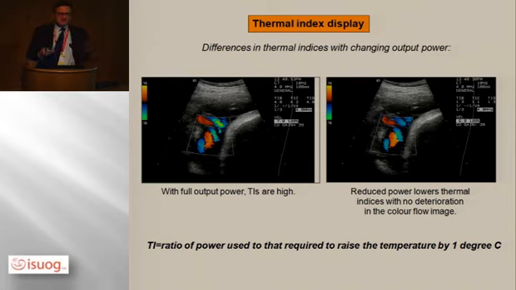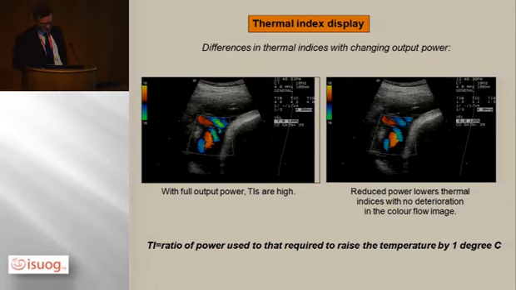Now, this is about adjusting the power on your machine. I don't know how many of you routinely adjust the power setting, the acoustic power on your machines, but it's something certainly if you're doing first trimester Doppler examinations, find out where the power button is and adjust it, because that will determine the amount of energy going into your Doppler image. And a TI of 4 is really far too high to be routinely scanning, and certainly in the first trimester.